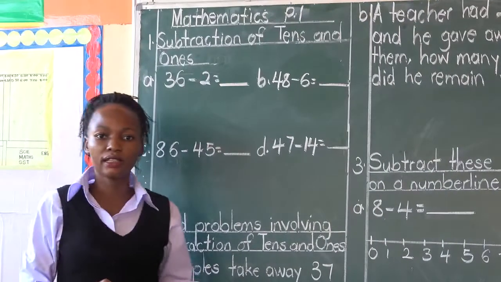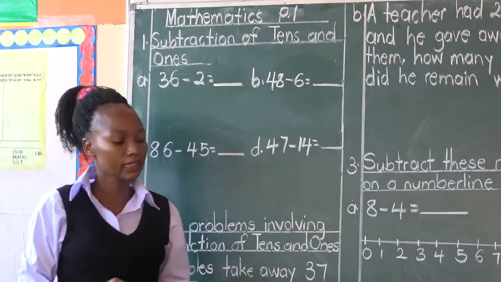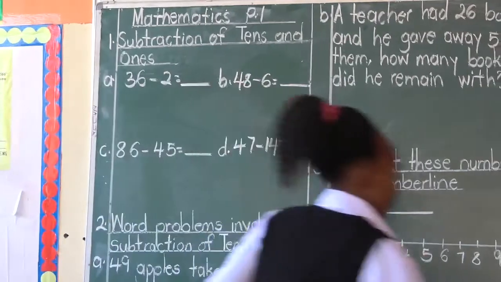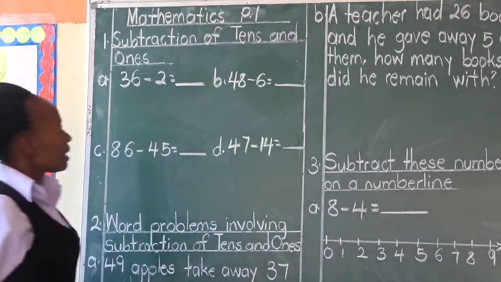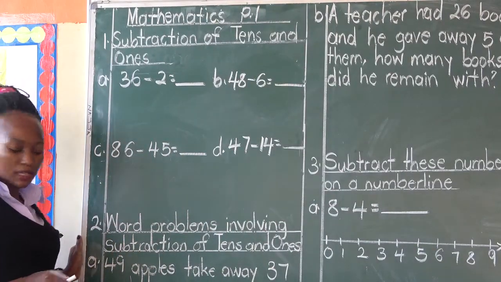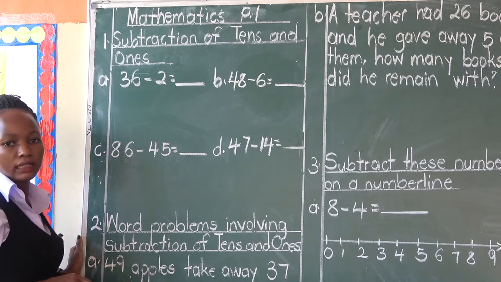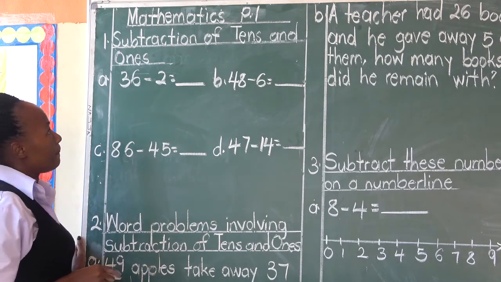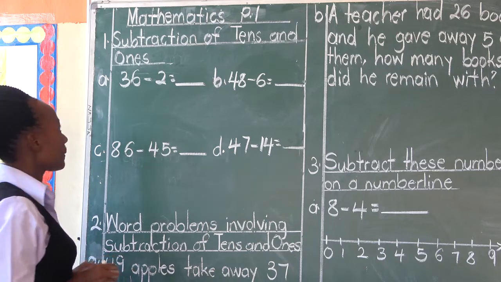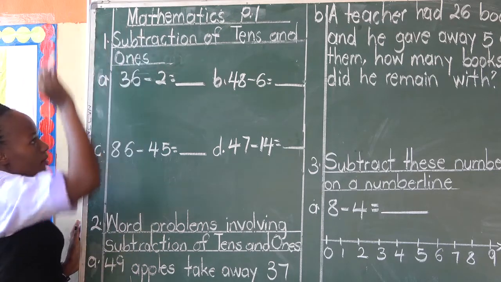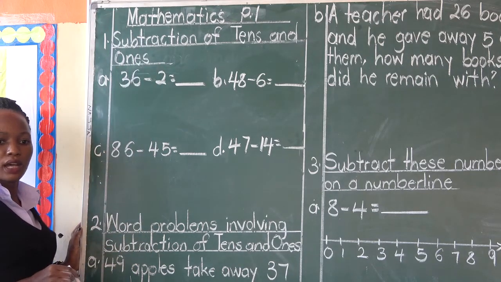To this session of Mathematics Primary 1. I'm Teacher Lillian. We are going to start from where I stopped last time, and this work ranges from page 31 up to page 40. This is today's work. We are going to start with subtraction of tens and ones.